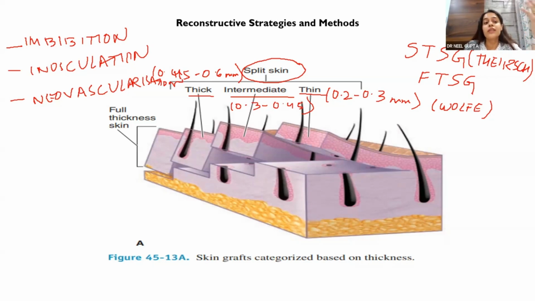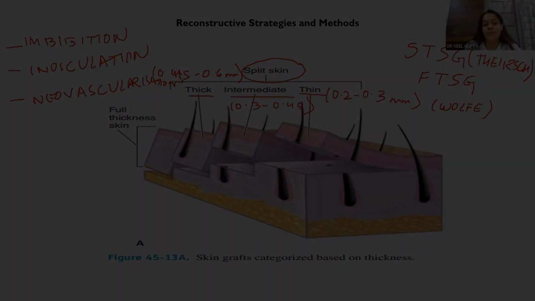Post imbibition comes the inosculation phase, where the capillaries bud from the wound bed. Okay, they coapt with a few vessels which are present on the skin graft. Okay, this is known as kissing capillaries. So they both form a vascular network and provide blood supply to the graft.